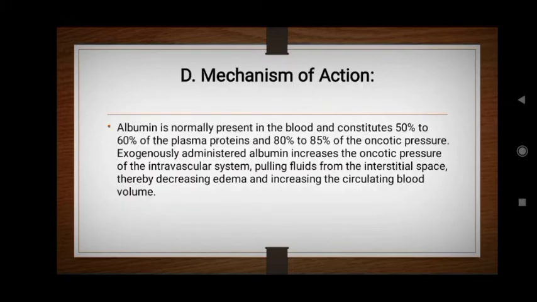The mechanism of action. Albumin is normally present in the blood and constitutes 50% to 60% of the plasma proteins and 80% to 85% of the oncotic pressure. Exogenously administered albumin increases the oncotic pressure of the intravascular system, pulling fluids from the interstitial space, thereby decreasing edema and increasing the circulating blood volume.